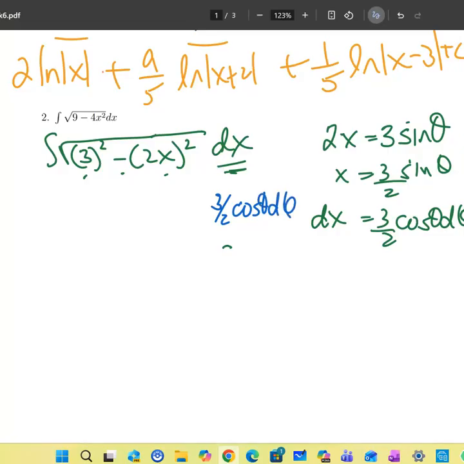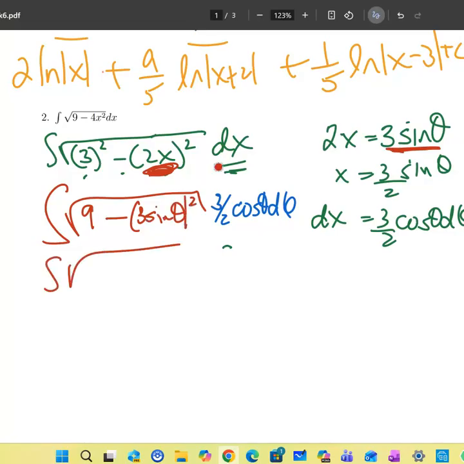And inside the radical, you are looking for an identity, because that's how we can get rid of the radical. So 9 minus, and this is where I want you to be careful, for 2x, put in 3 sine theta, so 3 sine theta squared. Okay, let's fix that in here: 9 minus 9 sine squared, times 3/2 cosine theta d theta.